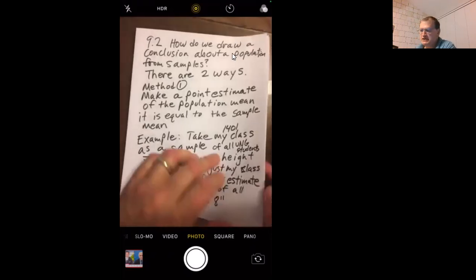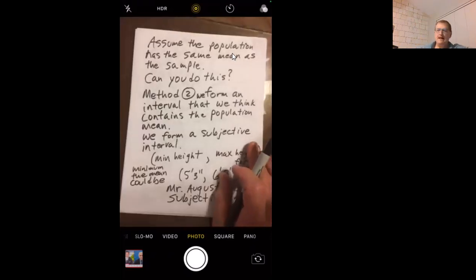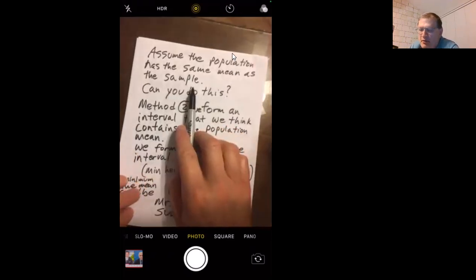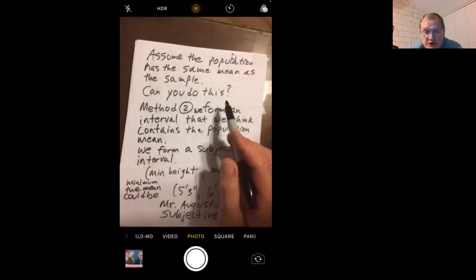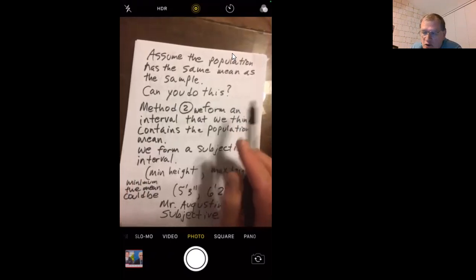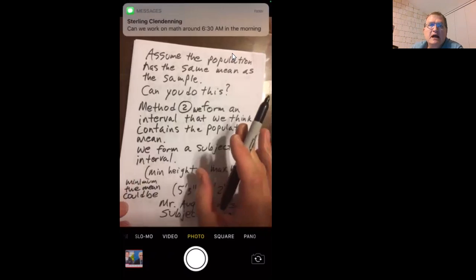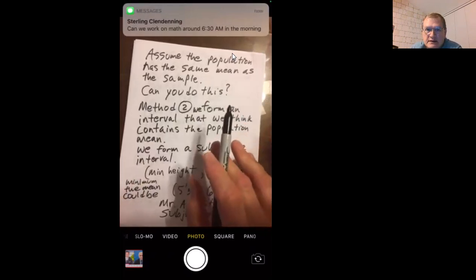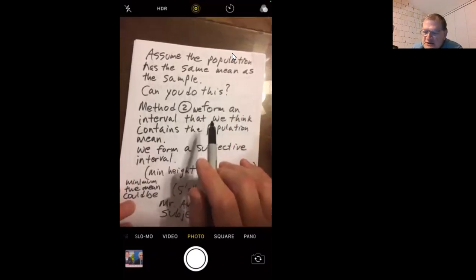It's a very easy question, and the book will lead off a lot of the problems with that. Assume the population has the same mean as the sample. All right, well, can you do this? And obviously you can physically do it. The issue is, when can you do it and it gives you good, accurate information? And when can you do it and you get complete crap?